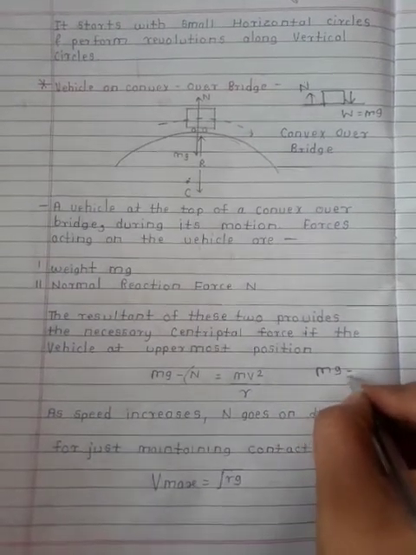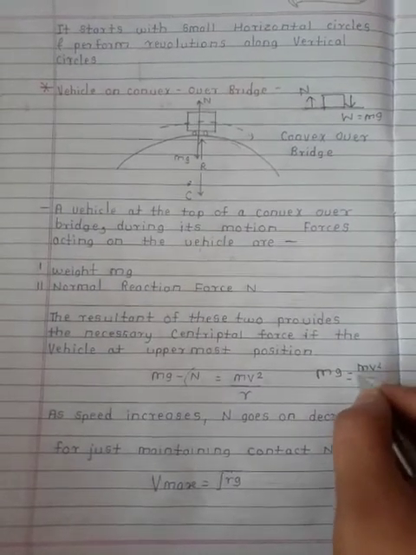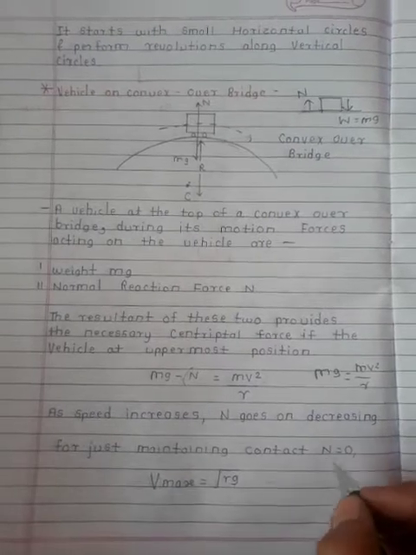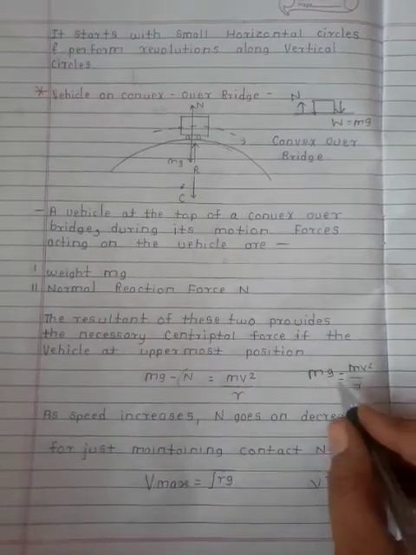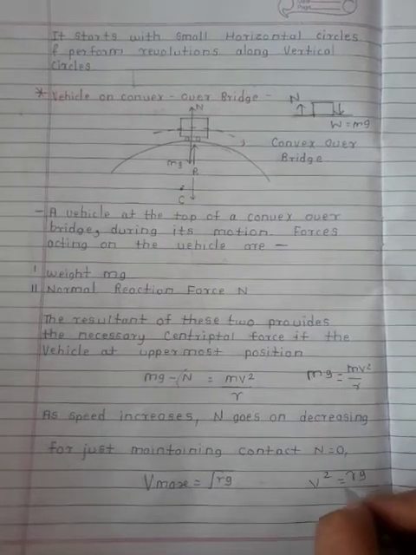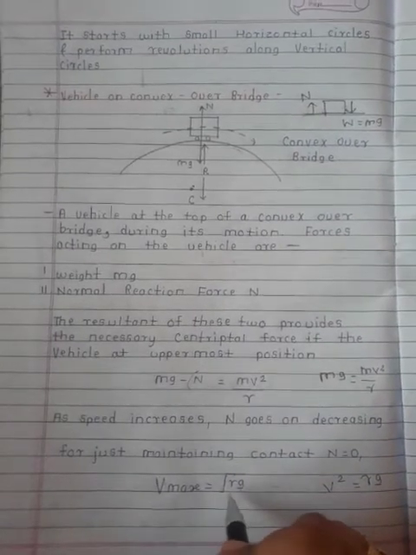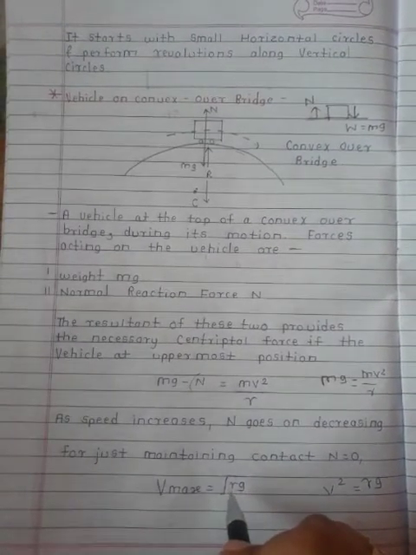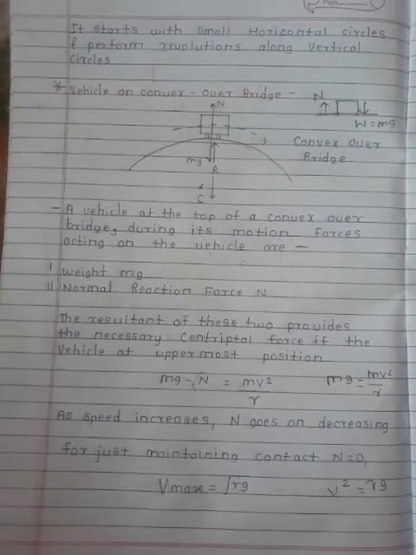This is mg which is equal to mv square upon r. m should get cancelled. We get v square equal to r, shifted towards the numerator. v square is equal to r into g. Taking square root on both sides, we get v maximum equal to square root of rg. This is nothing but the maximum speed of the vehicle going along the convex overbridge.